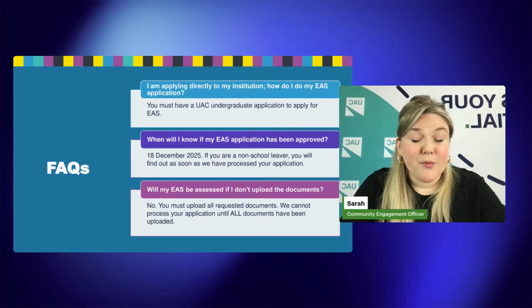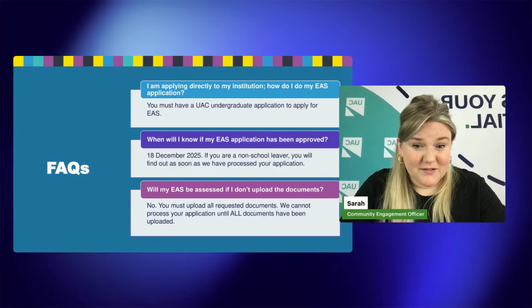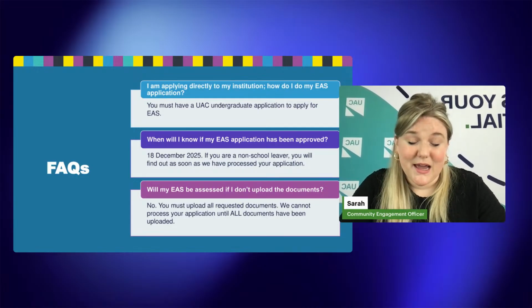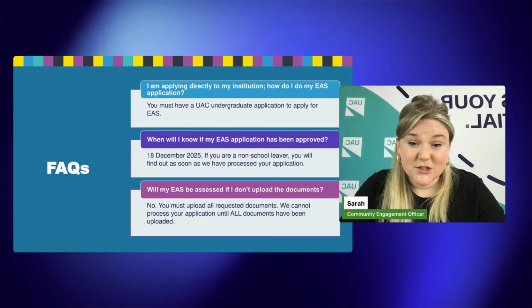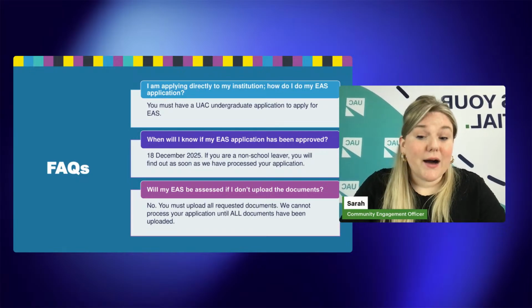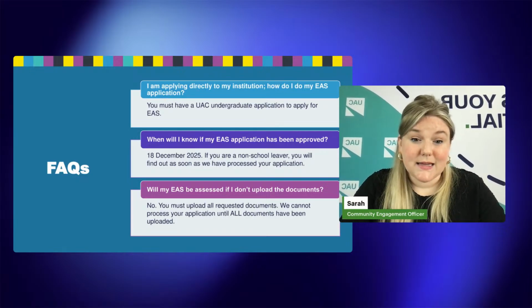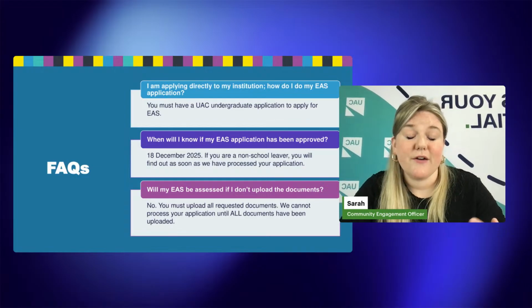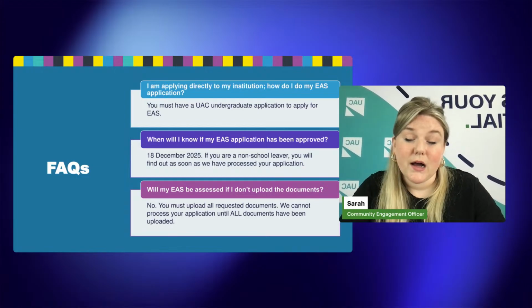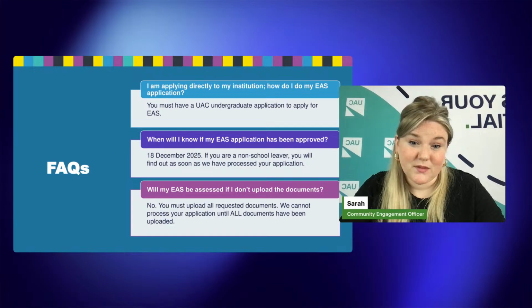Okay. I'm applying directly to my institution. How do I do my EAS application? Unfortunately, if you are only applying directly to your institution, you cannot apply for EAS. And that's one of the benefits of submitting an application via UAC, you are then able to do an EAS application, okay, to get some of those adjustment factors if you're eligible, okay? So you need to have first completed the UAC undergraduate application.